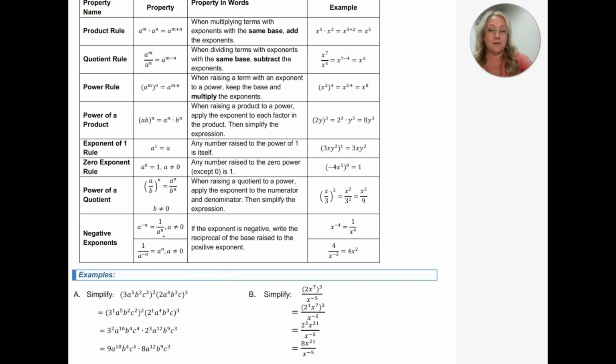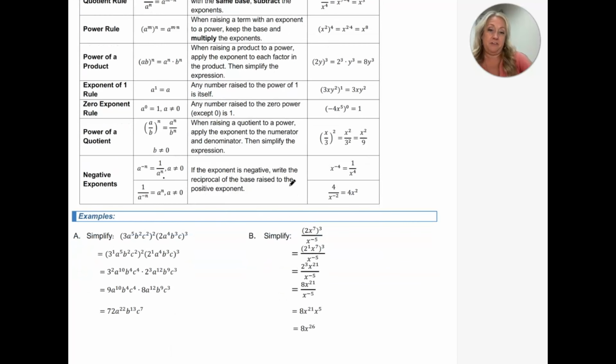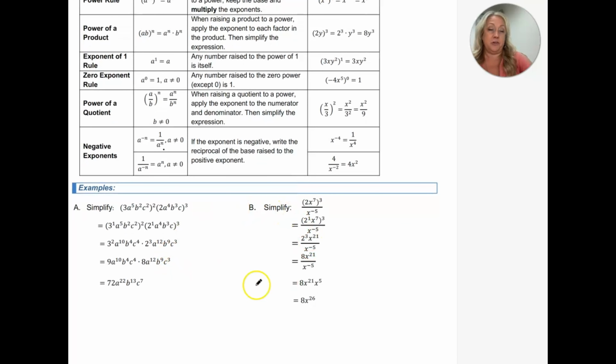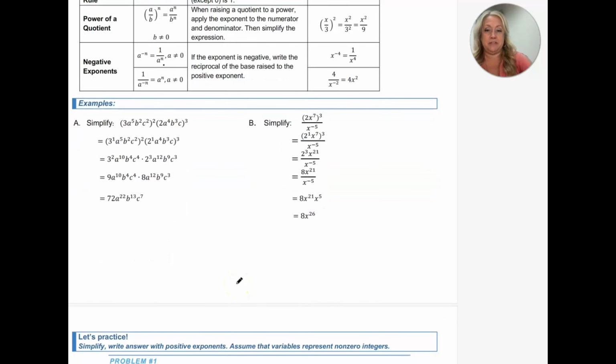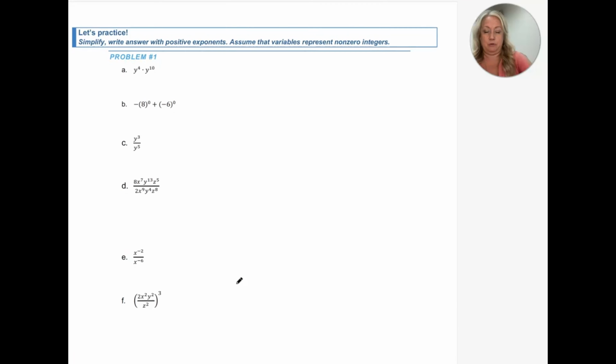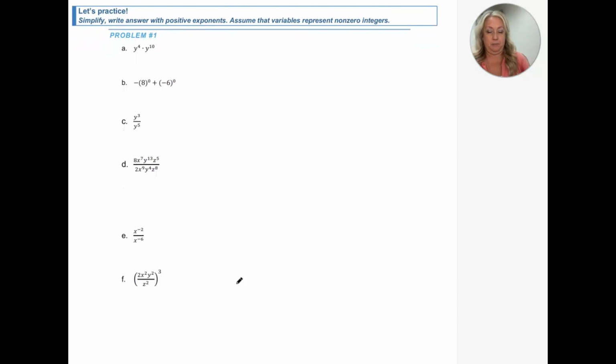All right, so now that we've reviewed those, we're going to put them into action and do some examples with them. If you'd like to read through these examples on your own, you can, to get used to the rules that are being used there, these properties of exponents. But let's go ahead and work through this first problem.